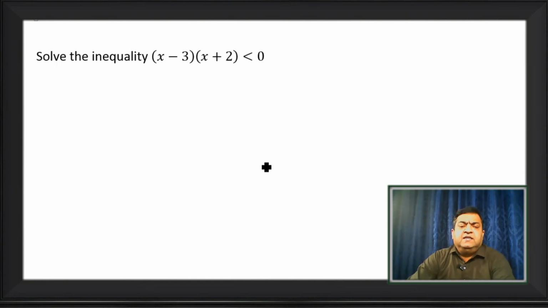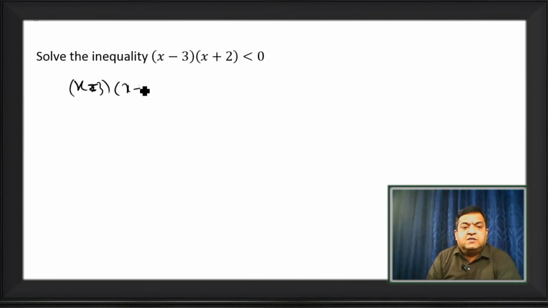So these were two questions related to our lesson number 2, in which we needed to solve a linear and a quadratic equation. In lesson number 4, we learned how to solve quadratic inequalities. This is an example of that. We have to solve this inequality. Given inequality is (x + 3)(x - 3)(x + 2) < 0.